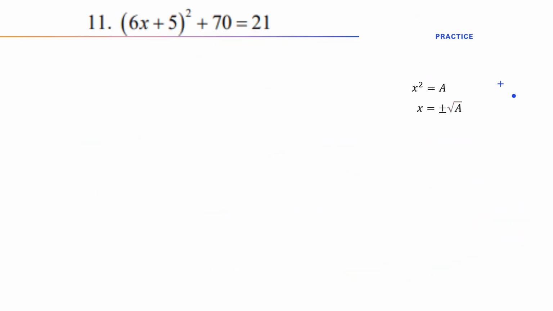Okay, number 11. This one's similar, right? So, square root property, yes. Subtract 70 from both sides. So 70 subtract 70 is 0 on the left-hand side. And we isolate (6x plus 5) squared. That equals 21 subtract 70.